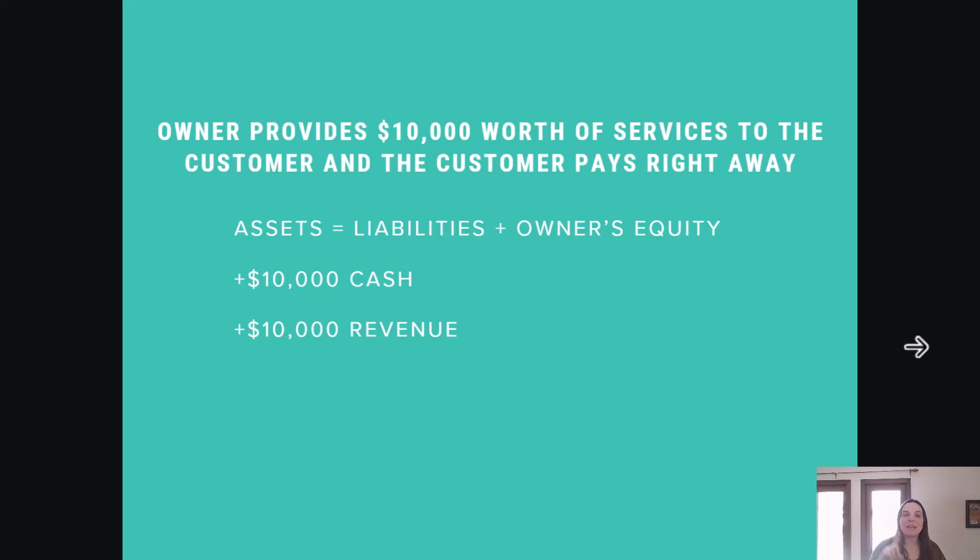So have we had an asset, a liability, or an owner's equity account affected? Yes, we have. So we have increased an asset, this cash, by $10,000. And we have increased revenue, which is, in that expanded owner's equity definition, we've increased revenue by $10,000.